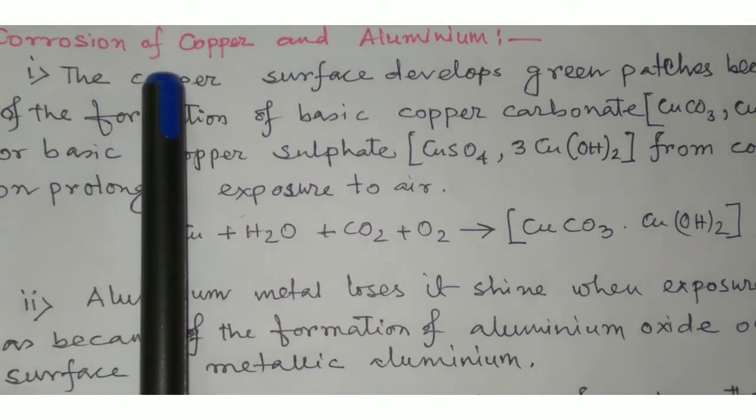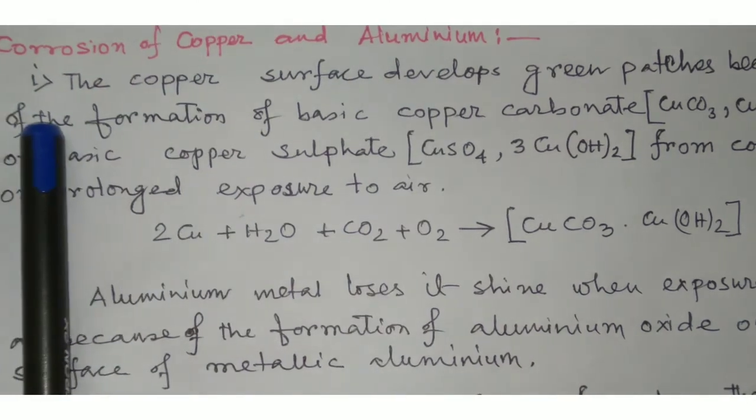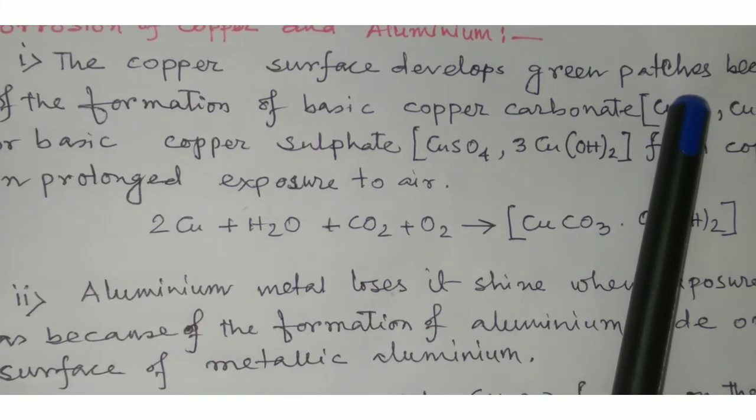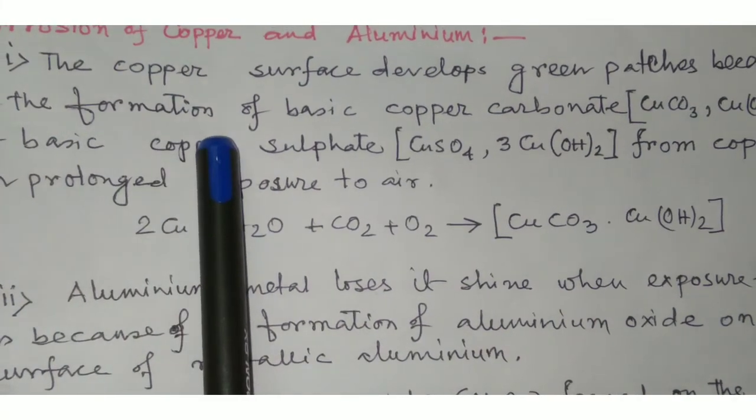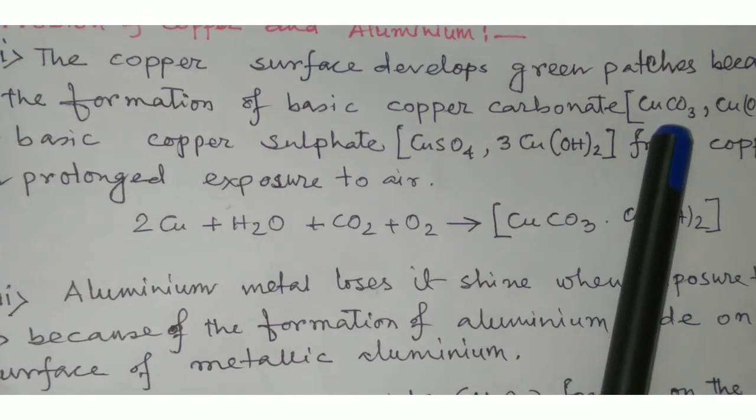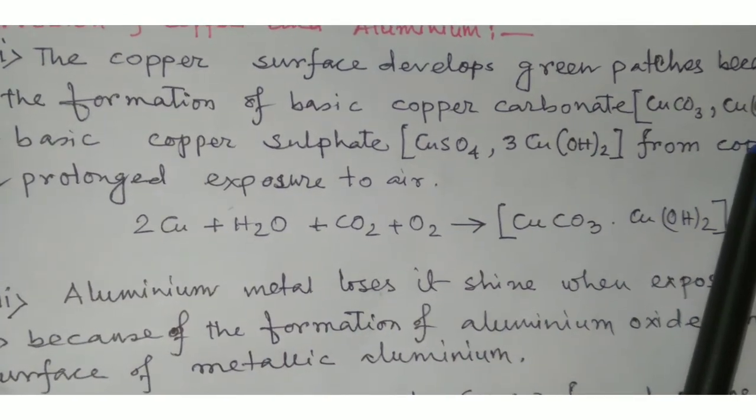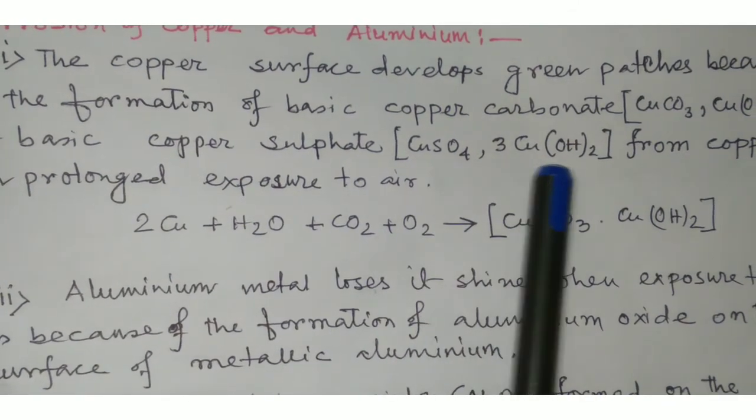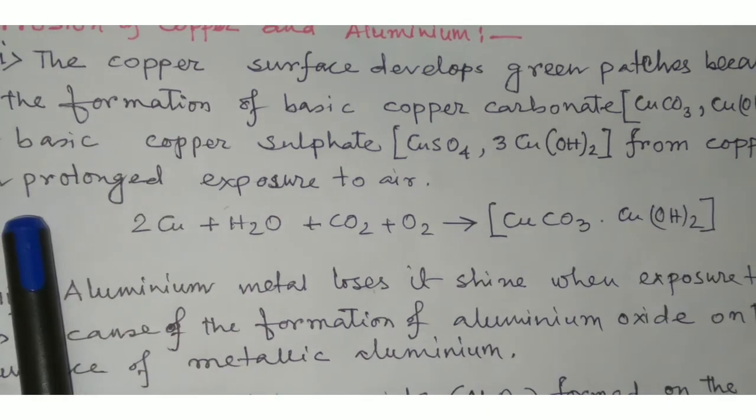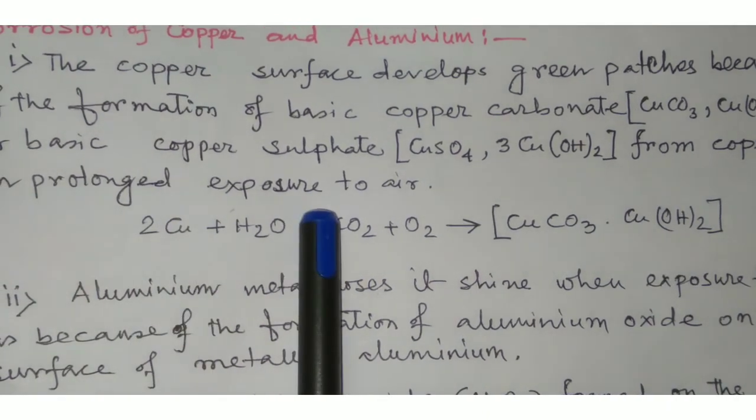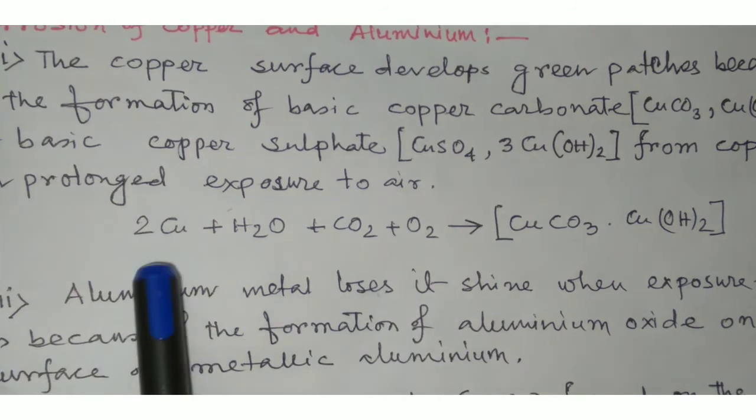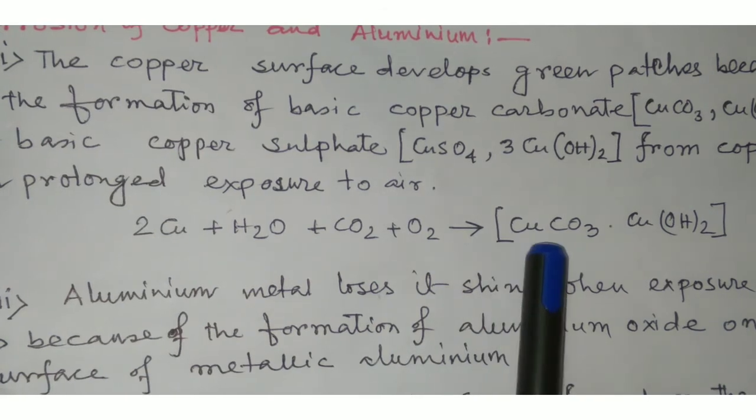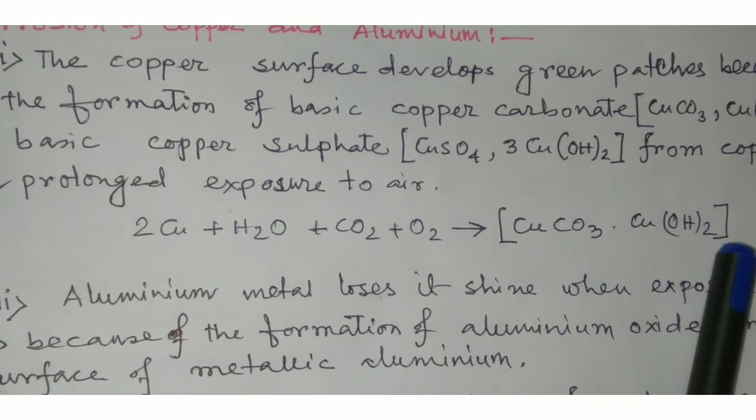Now we discuss the corrosion of copper and aluminium. Number one, the copper surface develops green patches because of the formation of basic copper carbonate, CuCO3·Cu(OH)2, or basic copper sulfate, CuSO4·3Cu(OH)2, from copper on prolonged exposure to air. 2Cu plus H2O plus CO2 plus O2 becomes CuCO3·Cu(OH)2.